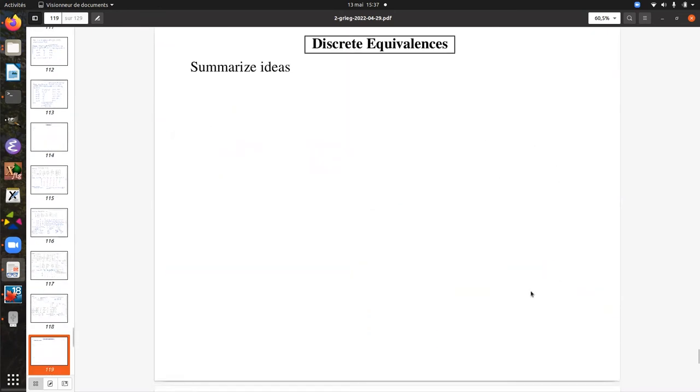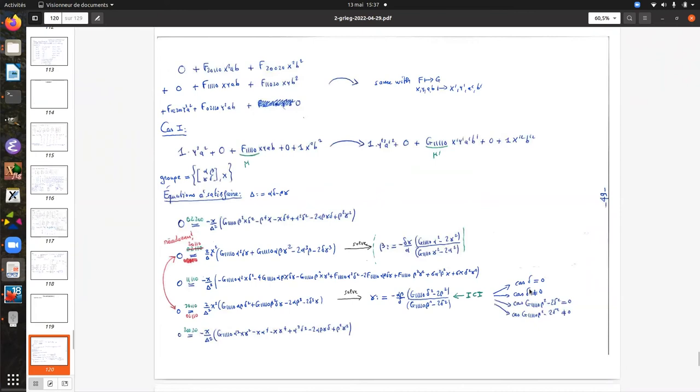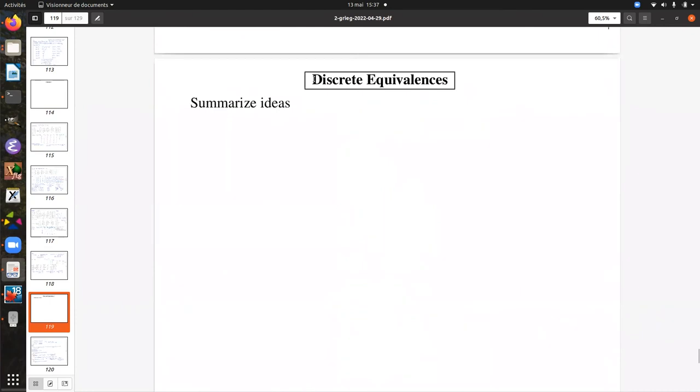Okay, and what I want to say, just one word, one minute, will be enough. This was said by Chitomirsky also, and I fully agree with him. The interest of the power series method of equivalence is that it also enables you to treat discrete equivalences, which, as far as I know, Cartan's method is unable to do. And there is a reason for that.